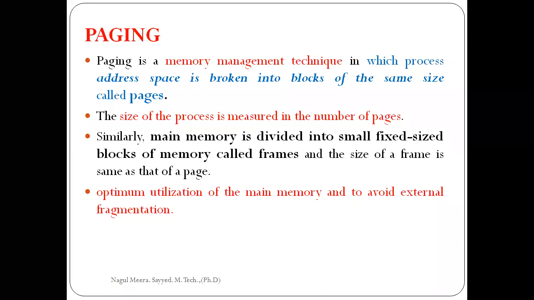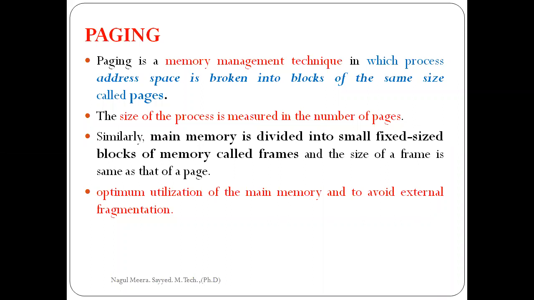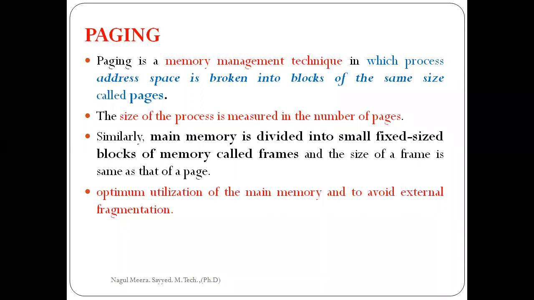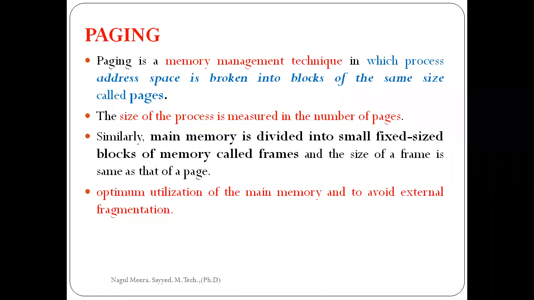What is the meaning of process address space? That means the process is available in two places. First one is the main memory, second one is the CPU.